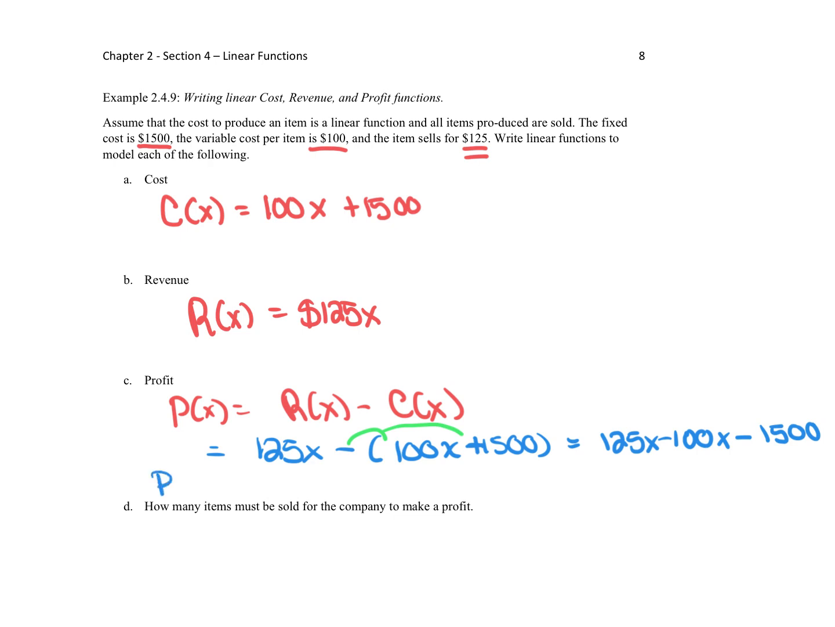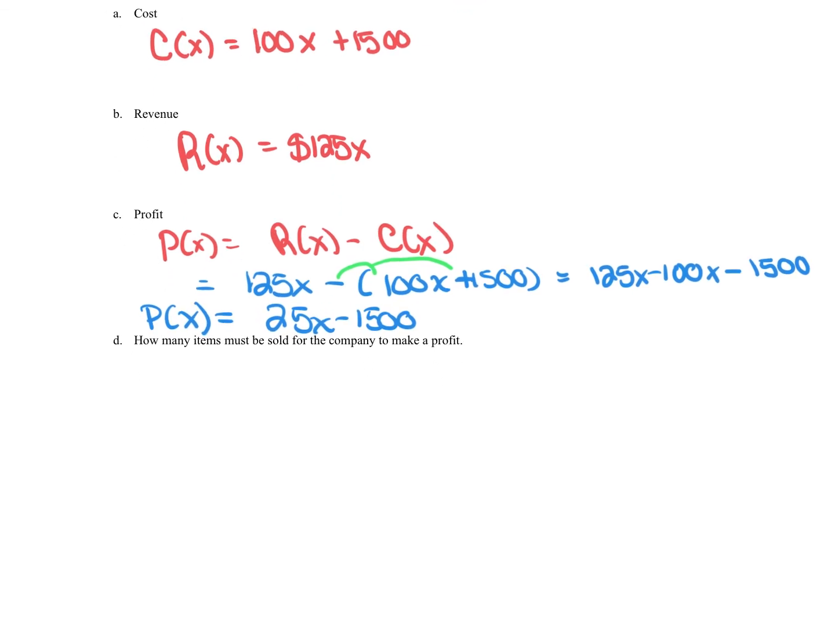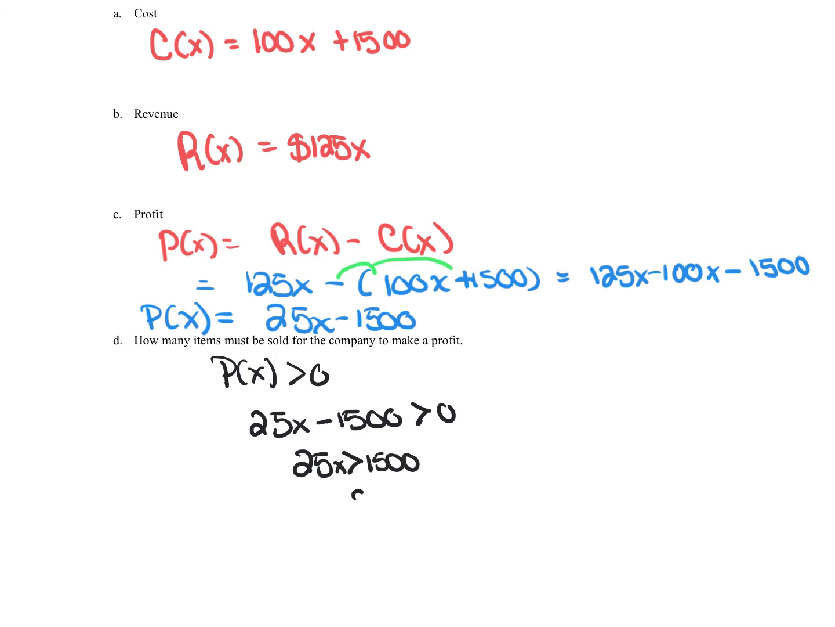So my profit model is 25x minus 1500. Then the question says, how many items will need to be sold for there to be a profit? For there to be a profit, P of x must be greater than 0. So that means I need 25x minus 1500 to be greater than 0. Going to add the 1500 over, and I'm going to divide by 25. And x has to be greater than 60 units or items. So as long as I make more than 60 units or items, I will make a profit.